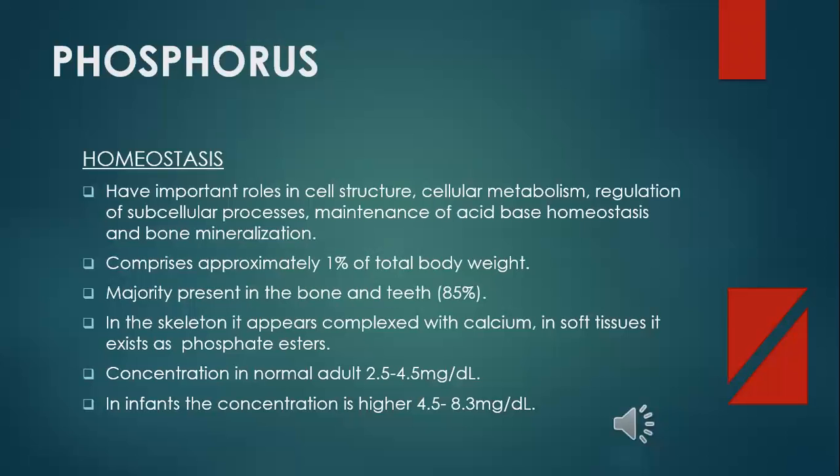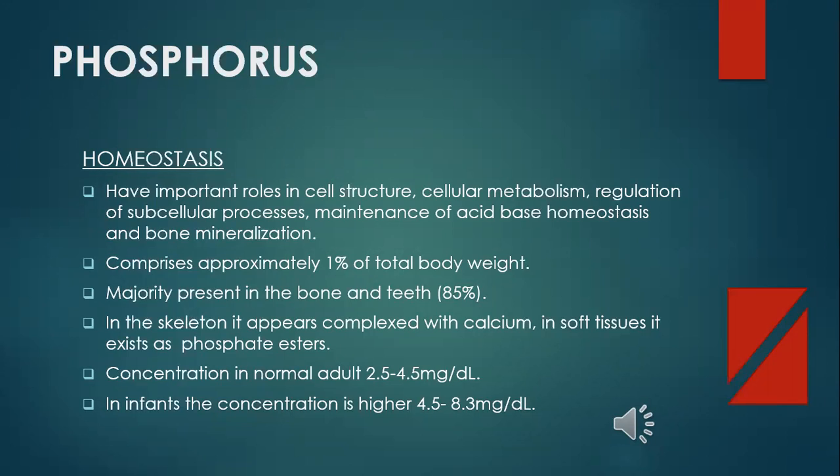Phosphorus is a chemical element denoted by the letter P, having an atomic number of 15, and it is the second most abundant element found in the body. It has important roles in cell structure, metabolism, regulation of subcellular processes, and maintenance of acid-base homeostasis. Basically, it is generally involved in maintaining the body's physiology.